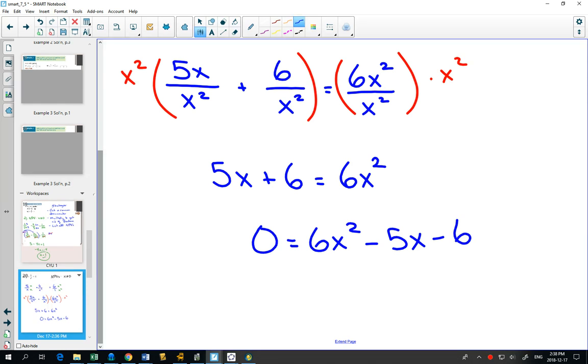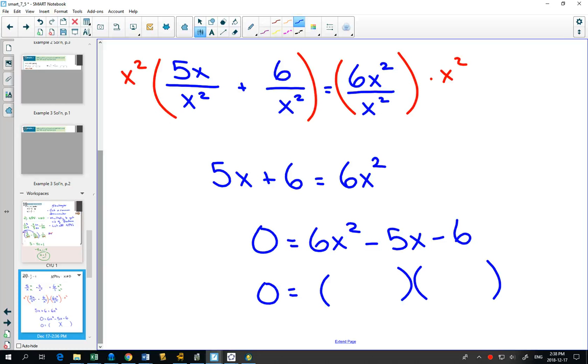So sometimes if you feel like, this looks like one that's going to be hard for me to factor, you might want to choose to use the quadratic formula. If you feel like, you know what, I'm pretty good at factoring, I'm going to test this out, see how I can do.